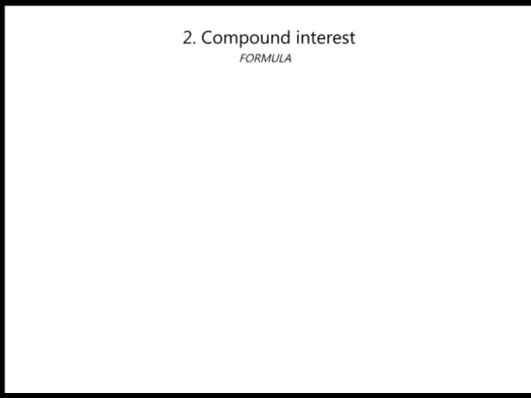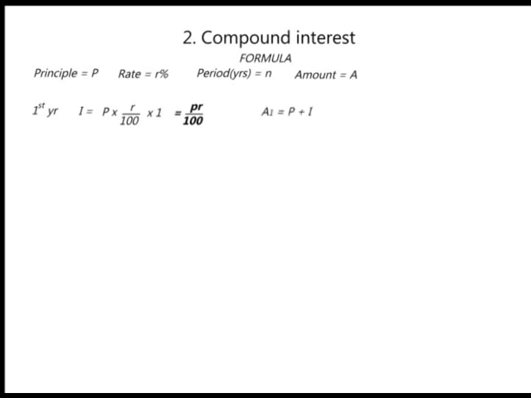Now we look at the compound interest formula. Now, taking principal to be P, rate of R% per annum, and period or the number of years to be N, total amount to be M. Interest for the first year will be P times R over 100 times 1, which gives us PR over 100. The total amount A1 at the end of the first year will be principal plus interest, that is P plus PR over 100. That will give us P into 1 plus R over 100.